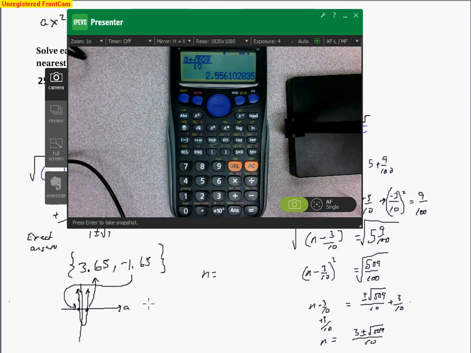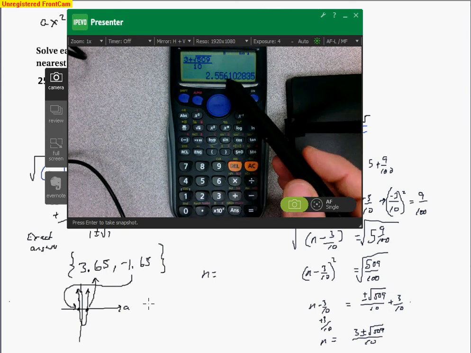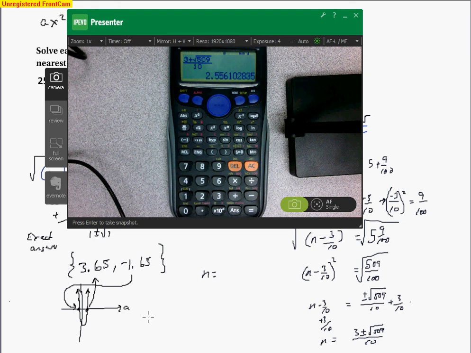2.556. So I need to round to the hundredths place. So 6 is big enough to round that up. So I'm going to write that as 2.56.